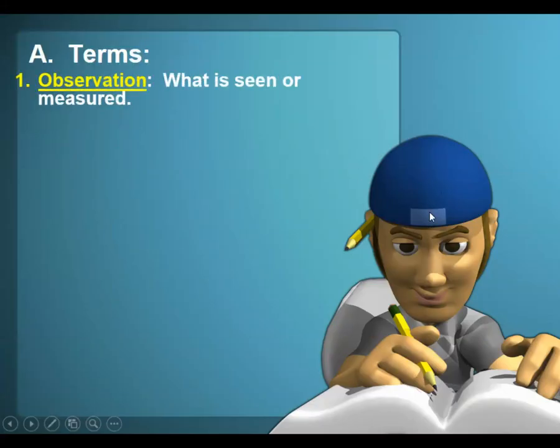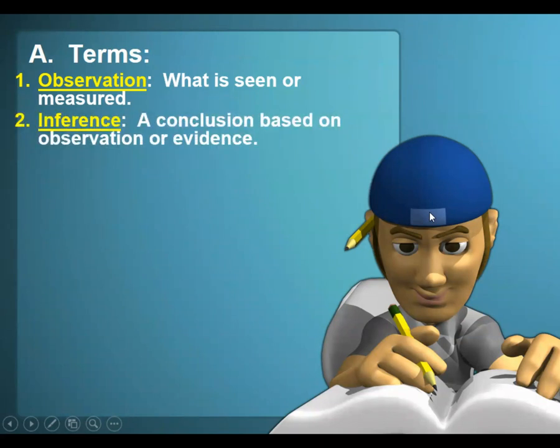So some terms to know: observation, that's what is seen or measured. And an inference, that's a conclusion based on observation or evidence. So, for example, an observation could be, there's puddles in the parking lot. The inference you could make is that maybe it had just rained, because you have past experience with puddles. Usually that's why there's puddles in a parking lot.